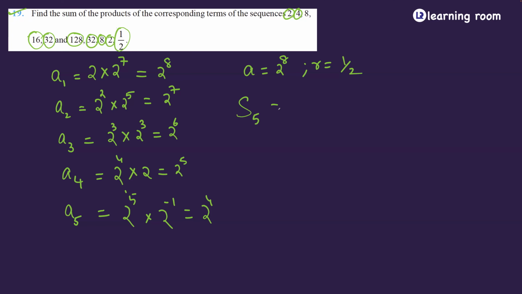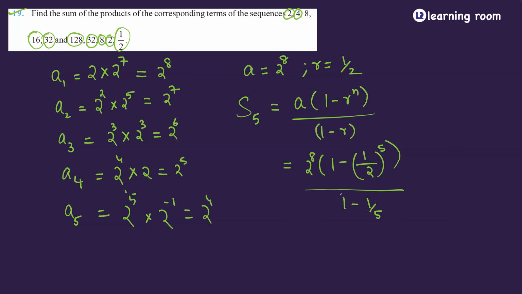The sum of the five terms is going to be a into 1 minus r power n divided by 1 minus r. So, a is 2 power 8 into 1 minus, r is half, so 1 by 2 raised to the power of 5, the whole divided by 1 minus 1 by 2. So how much will it be? 2 power 8 into 2 power 5 is 32. So 32 minus 1 is going to give us 31. And I will leave this as it is, 2 power 5 itself, the whole divided by 1 minus 1 by 2.